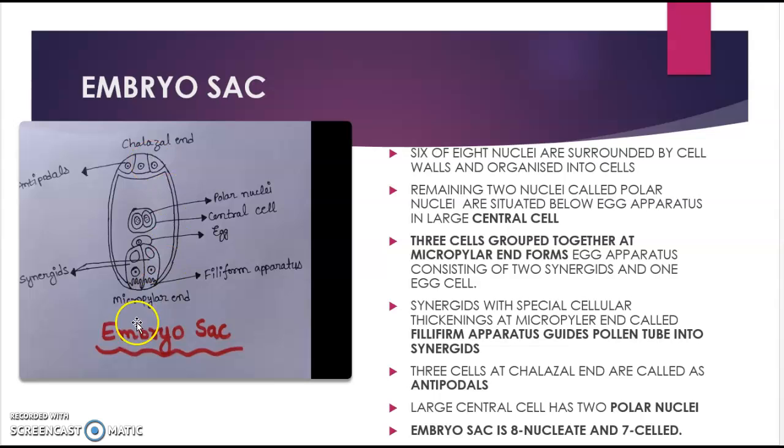So if you check in totality, there are 8 nuclei present and 7 cells: 3 of the egg apparatus, 3 of antipodals, and 1 is the central cell. So we can say that the embryo sac is at the 8-nucleate and 7-celled stage of the plant.